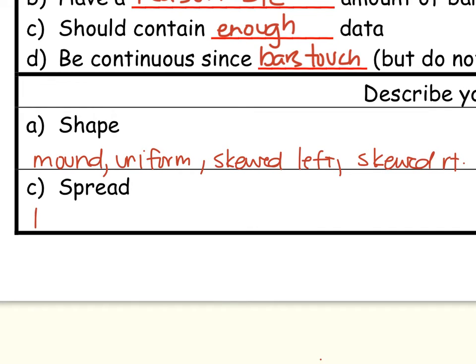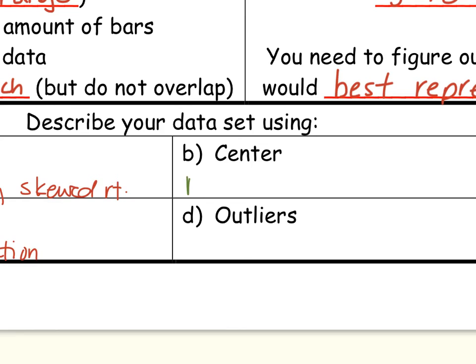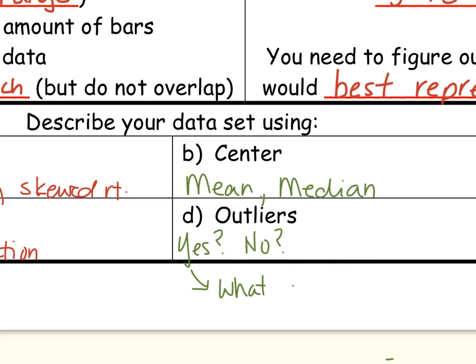The spread, we're going to talk about this more in depth. We look at the range, the difference between the highest and lowest. We look at the IQR, the interquartile range, and we're also going to be looking at, in this unit, the standard deviation. How does the data vary from the mean or from the median? We're looking at 2 measures of center. Those measures of center that we're going to be using are mean, which is the average, or the median, which is the number in the middle, and does it have any outliers? Yes, no, and if yes, what are the outliers, and how does that affect our data?